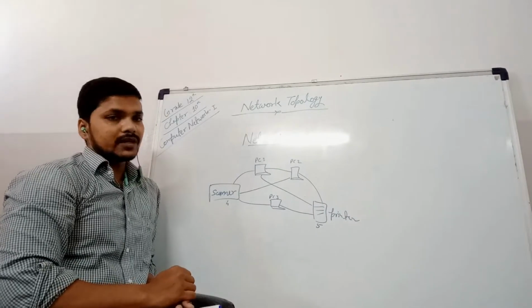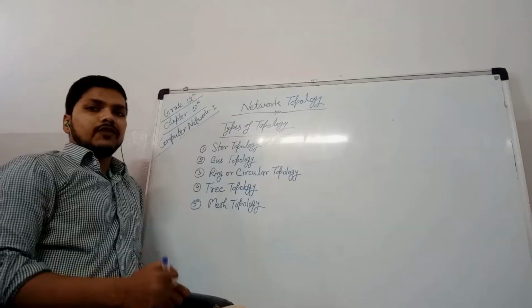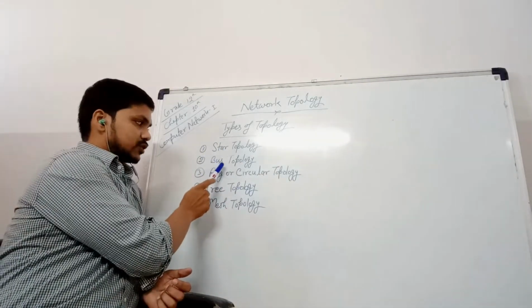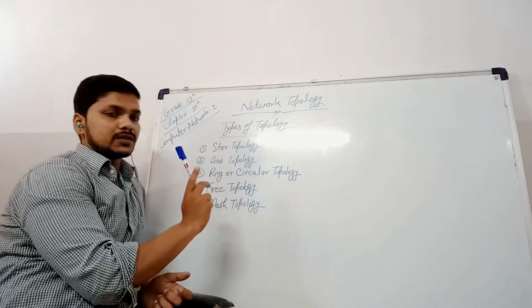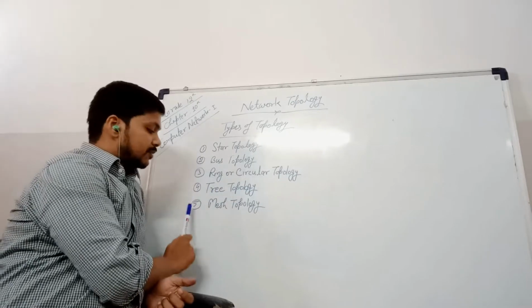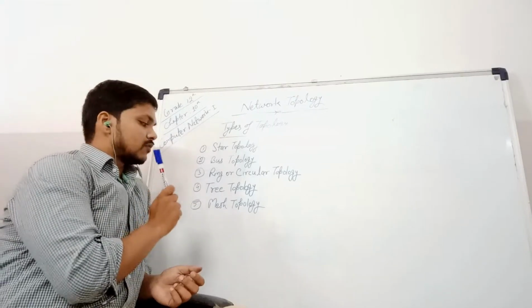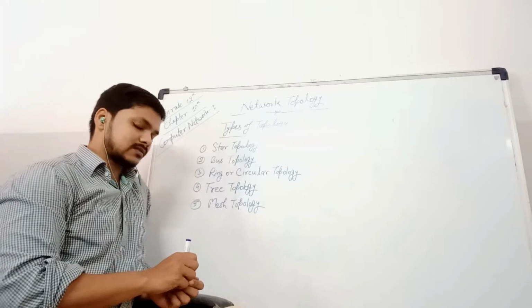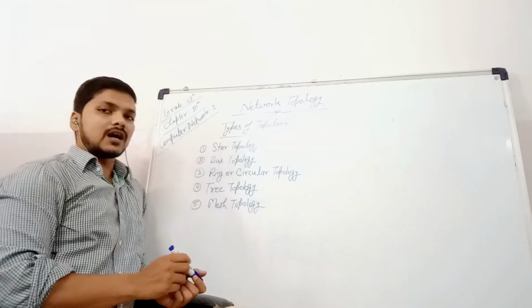So there are a certain number of network topologies, but we are going to explain those which are in our syllabus. The types of topologies are here. First is star topology, second is bus topology, third is ring or circular topology, fourth is tree topology, fifth is mesh topology. So there are a total of 5 types of topologies that we are discussing in this class. We are going to discuss the first one, that is star topology.